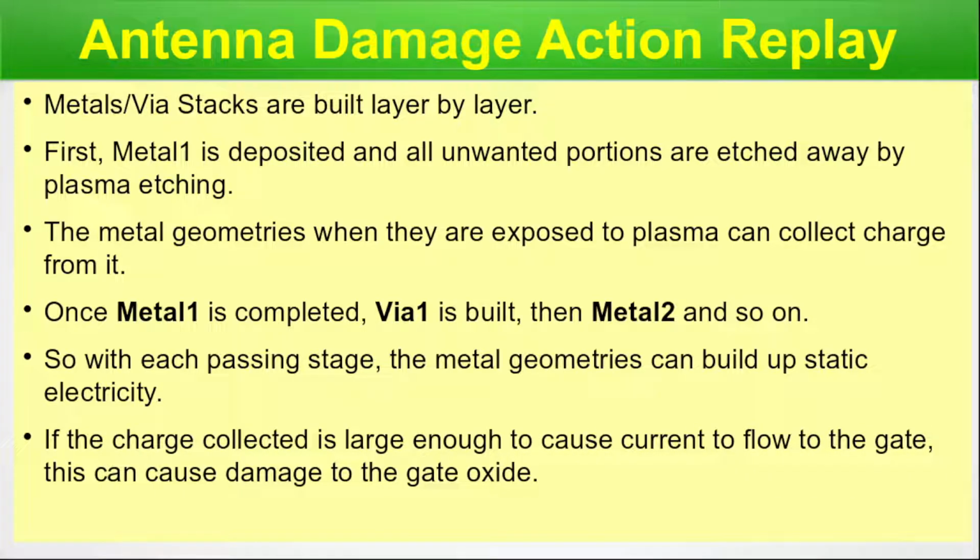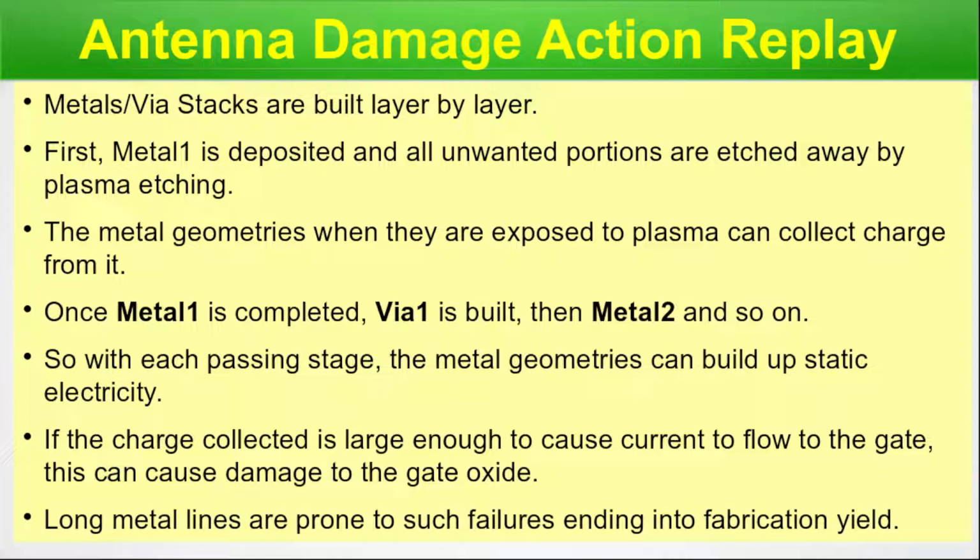So with passing stages, the metal geometries can build up static electricity. If the charge collected is large enough to cause current to flow to the gate, this can cause damage to the gate oxide. Long metal lines are prone to such failures, hurting fabrication yield. That means if the antenna damage happens, a huge amount of chips from a batch will be defunct. Those chips which have gone through the antenna damage will be non-functional. That means we have a lower yield for the entire fabrication batch. So we are done with this particular slide. Let's move on to the next slide.